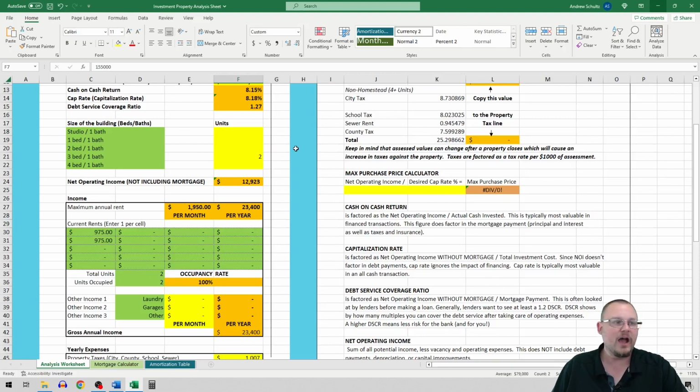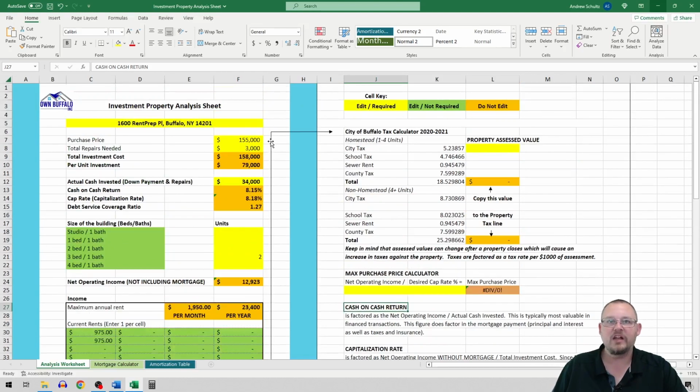A lot of investors are not looking at this if they're buying properties with a mortgage. More often than not, if that's the case, you're going to go back and you're going to use the cash on cash return, because that's telling you how well your money is working for you, essentially.